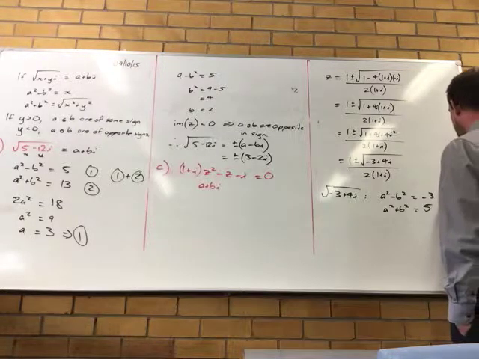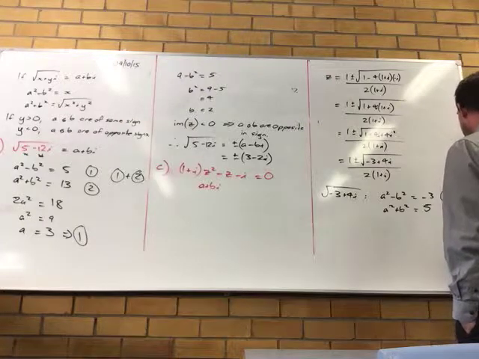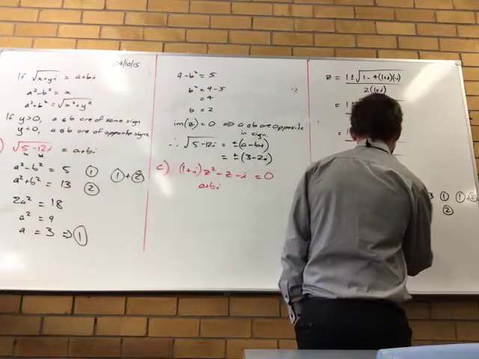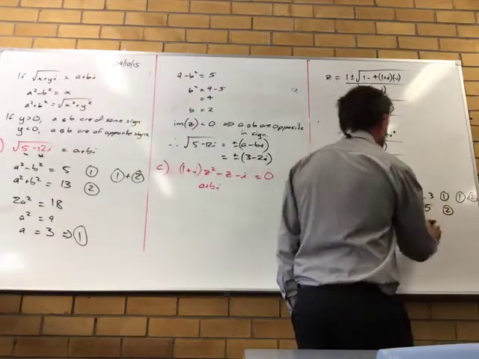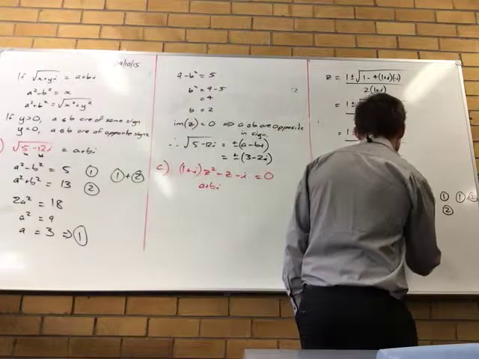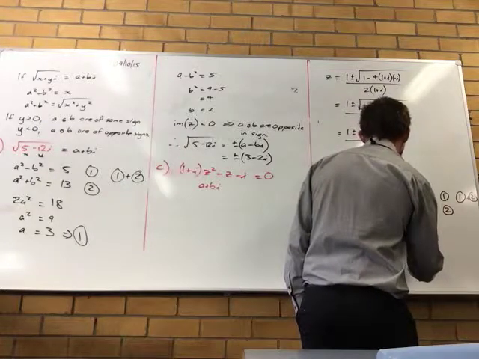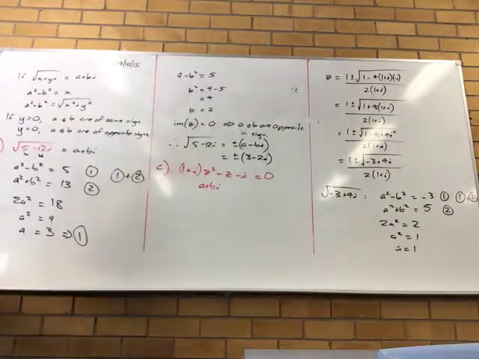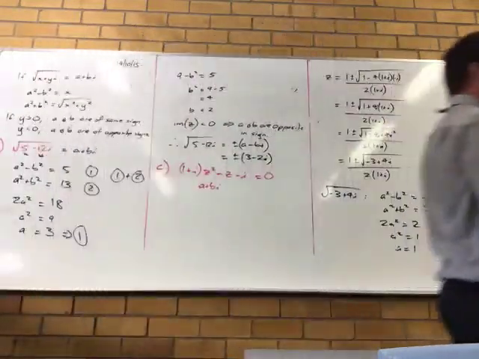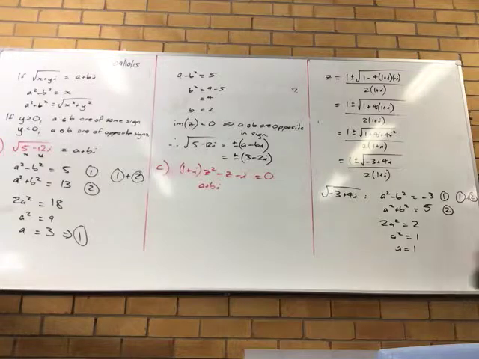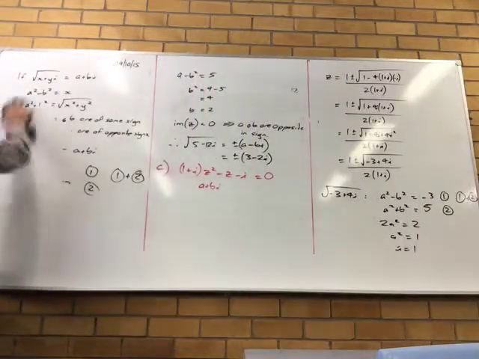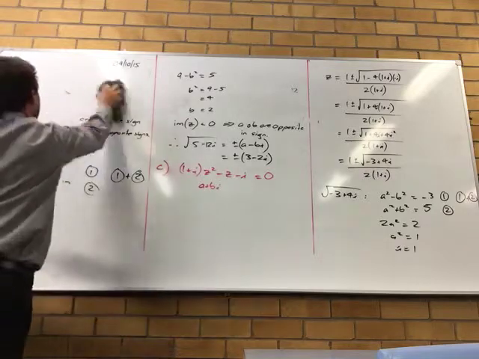Okay, so number 1, number 2, I'm going to add. So 2a squared is -3 plus 5, which is 2. So a squared is 1, a is 1. Remembering we're using the sign of the imaginary number to determine whether a and b are positive or negative in relation to each other.